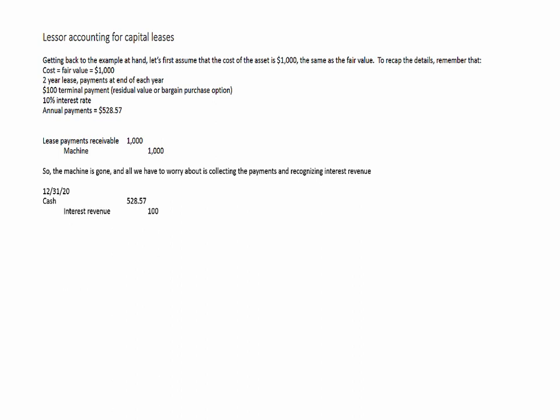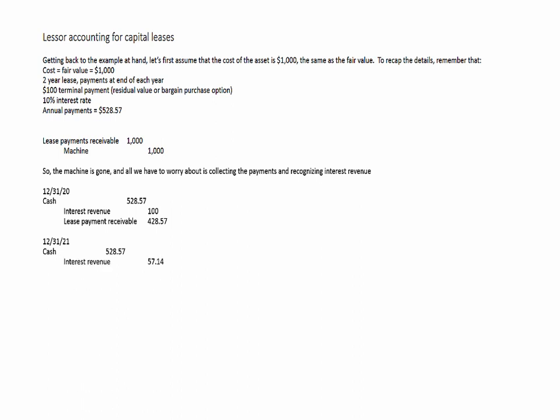Interest, 10%, the discount rate we're using, times the beginning of year lease receivable balance of $1,000. So of that $528.57, $100 is interest revenue. The other $428.57 is the lease receivable being paid down. At the end of the second year, same thing. We get a check for $528.57.